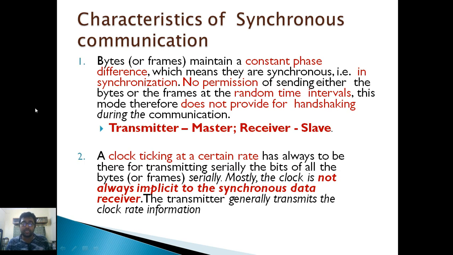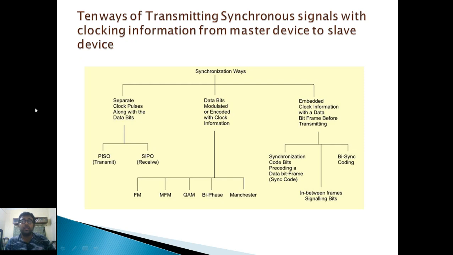The transmitter generally transmits the clock rate information. Let's go to the next step. Ways of transmitting synchronous signals with clocking information from master device to slave device. Now why is this the master and slave? Because the master device has the control. The transmitter device, as it has the clock rate, will act as the master, and the receiver device, the device which is going to receive the data, will be the slave device.